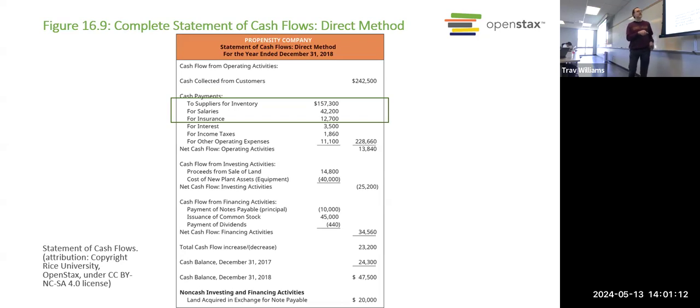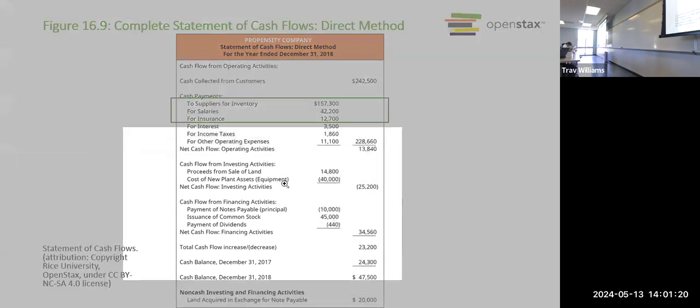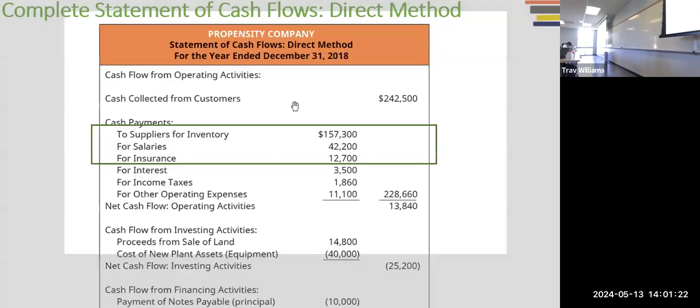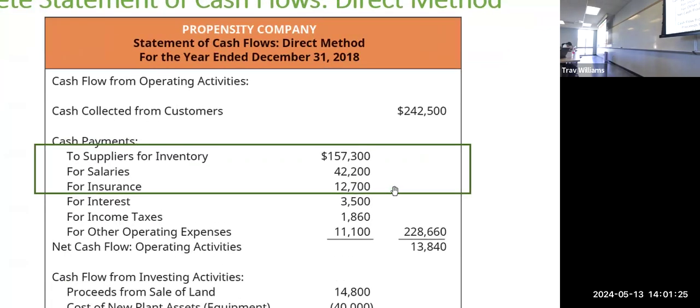So here you can see the results. Again, if we're using the direct method, we're going to figure out how much money we got from our customers, right? Then we have to take out the different costs. So how much we paid to our suppliers, that was that two-step process where we first figure out how much inventory we purchased, and then how much we paid for it.